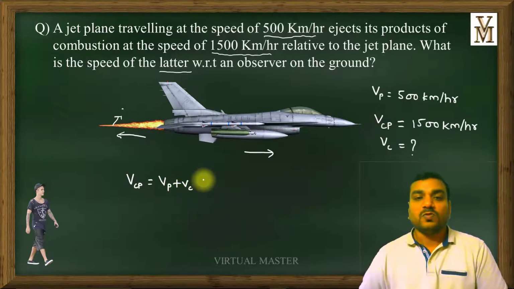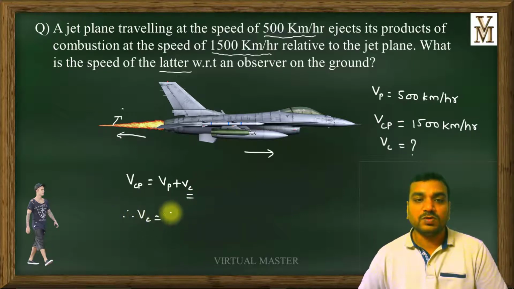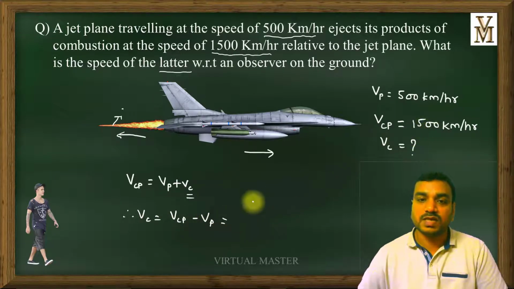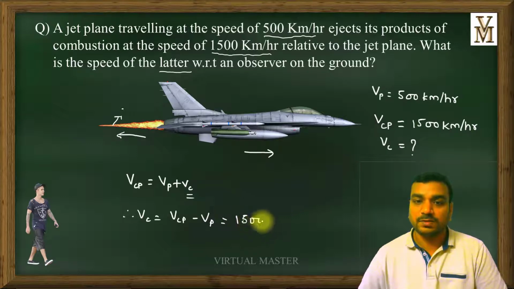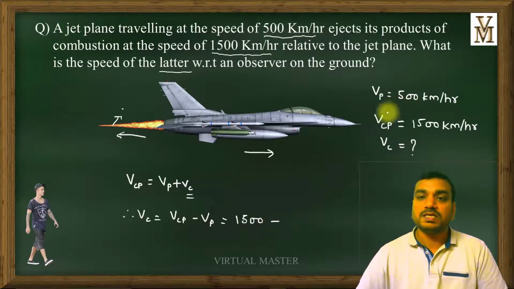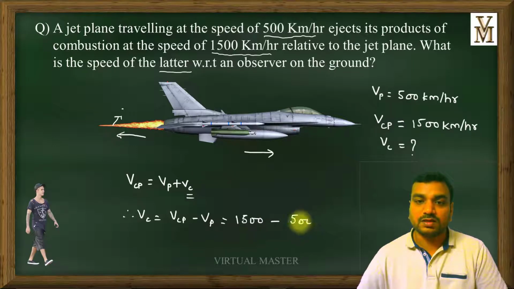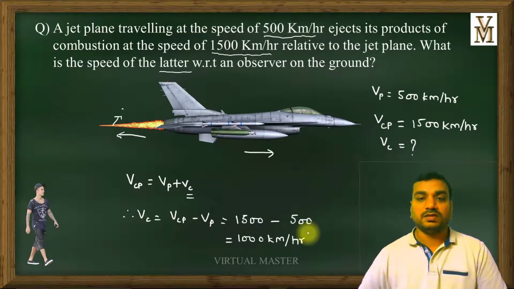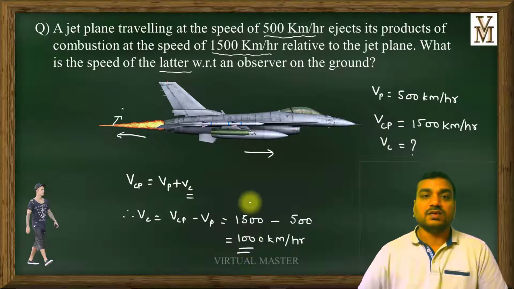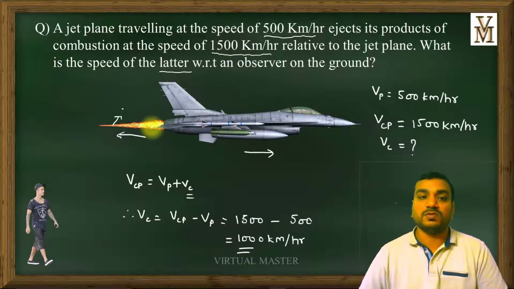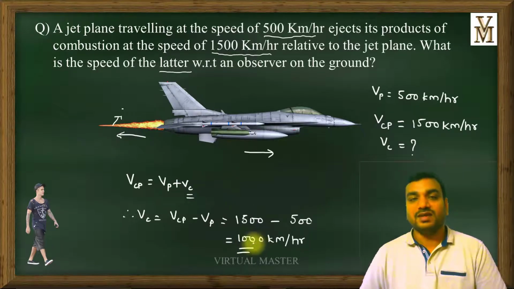Now what we have to find is VC. Therefore VC will be equal to VCP minus VP. VCP is given as 1500 km per hour, minus VP, which is 500 km per hour. So it will be equal to 1000 km per hour. This is the answer: the velocity of the combustible product with respect to the observer will be equal to 1000 kilometer per hour.